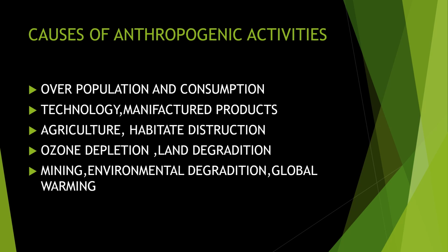Next is mining. Mining is another reason why pollution is happening, and we know that hill areas are destroyed by mining, and it causes earthquakes and so on. Such things are happening in different areas, and it is affecting the land area mainly.